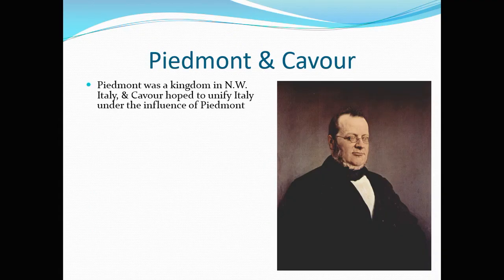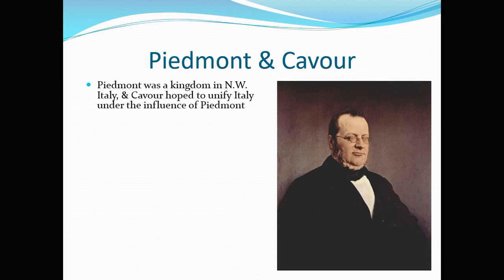So, Piedmont, Sardinia was a kingdom in northwest Italy, a monarchy. Charles Albert was king in 1848. He abdicated in favour of his son, Victor Emmanuel, in 1849. And in 1852, Victor Emmanuel appointed the man pictured here, Camillo di Cavour, the Count di Cavour, as his prime minister. So Cavour, like Mazzini, also wanted to see a united Italy.